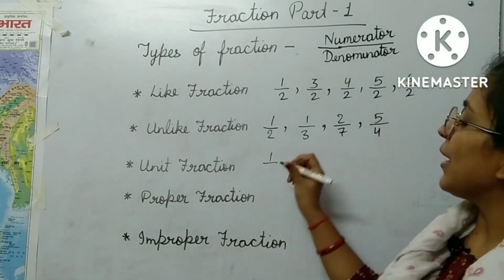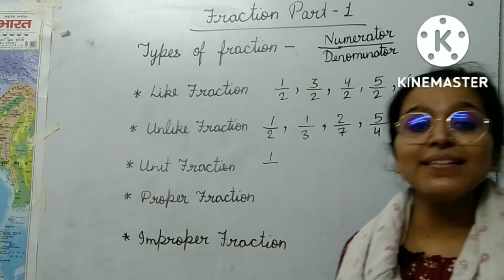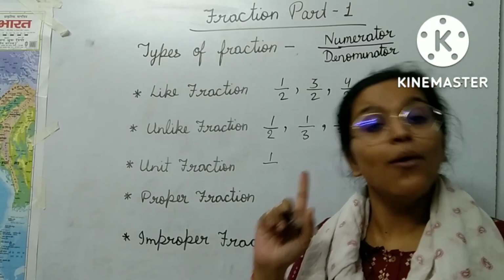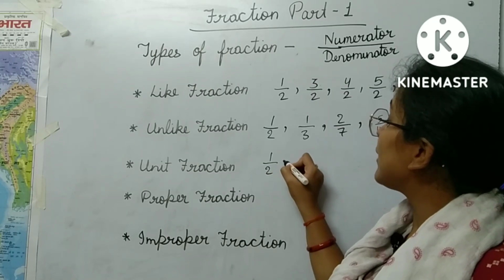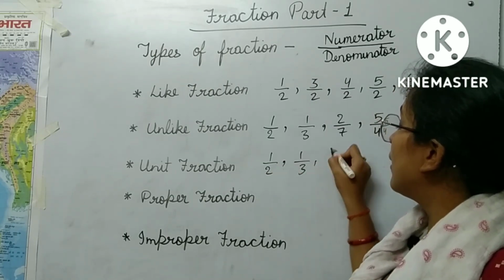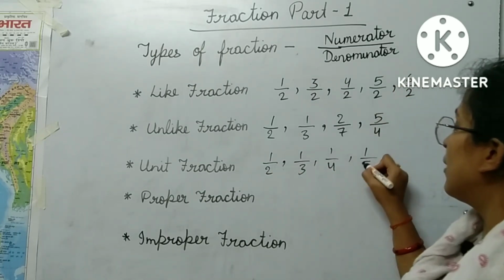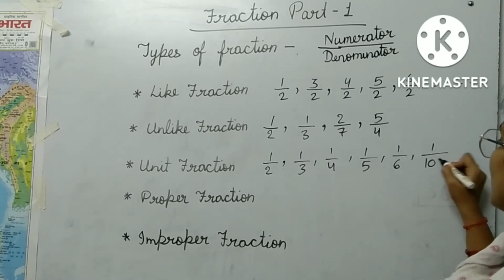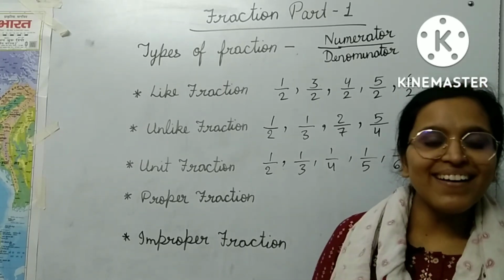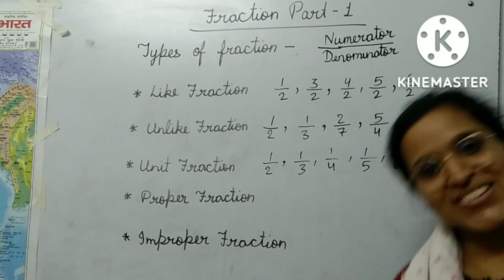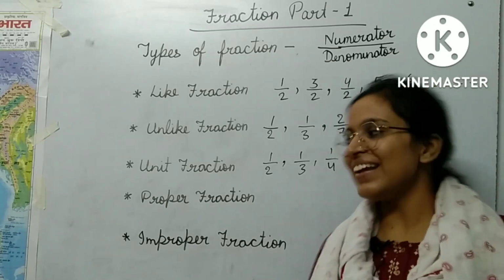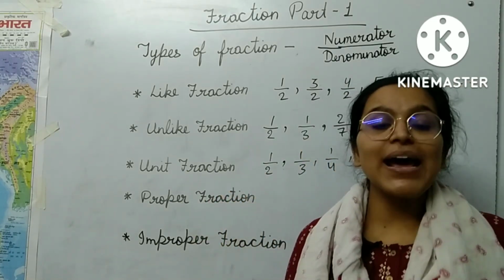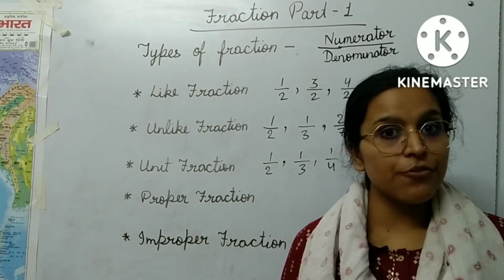So in unit fraction, the numerator will be equal to 1. If I write 1 by 2, 1 by 3, 1 by 4, 1 by 5, 1 by 6, 1 by 100, all of them are unit fractions. Is it clear? Very good. Now we will move to proper fraction and improper fraction.